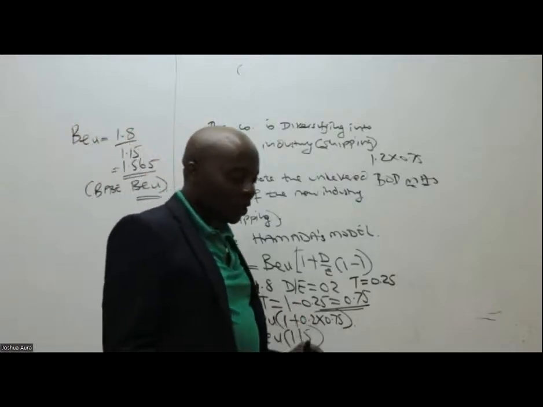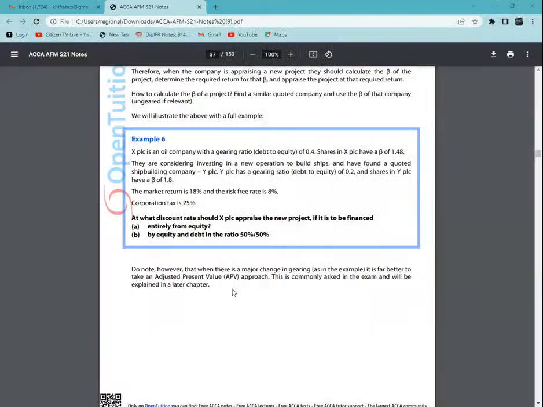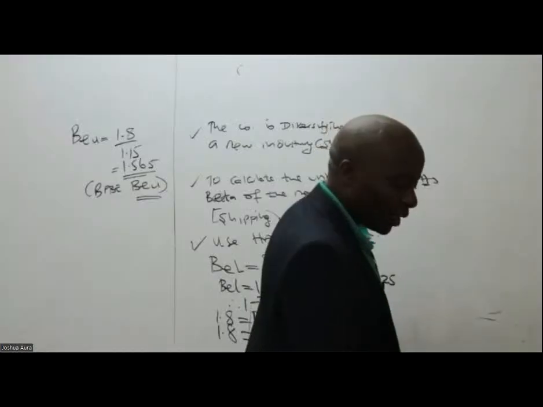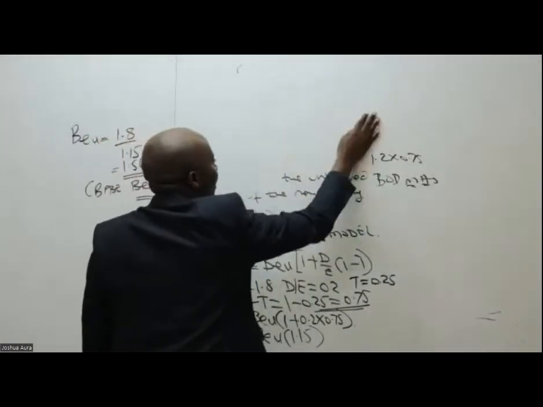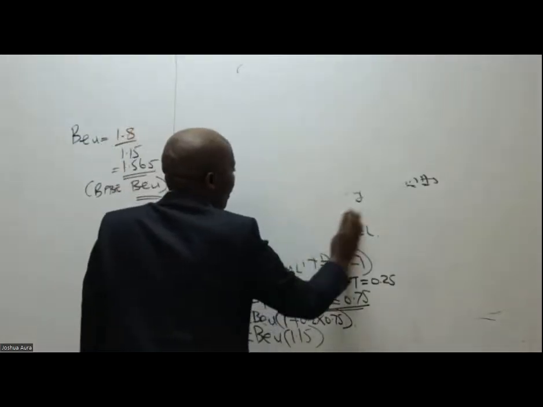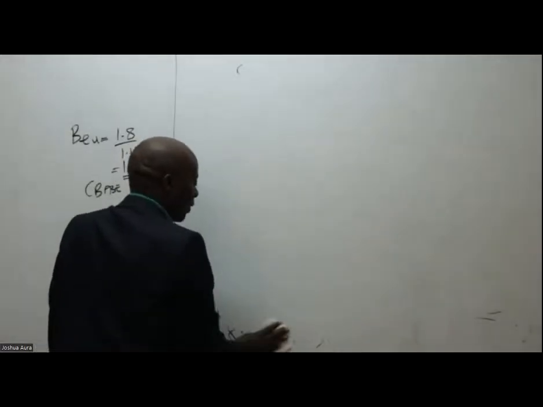But now go and read the question and you'll be able to see. They wanted us to give them the discounting rate, which in most cases is WACC. At what discounting rate should XPLC appraise a new project if it's to be financed entirely from equity? So no worries, ladies and gentlemen. Of course I know discounting rate. They would always want me to work with WACC as the rate of discounting.